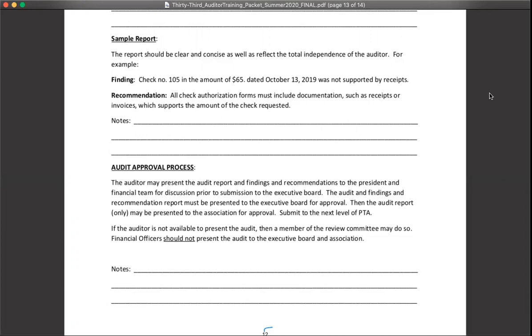And then your recommendation is simply the procedure. All check authorization forms must include documentation such as receipts or invoices, which supports the amount of the check requested. So this would be an average finding and recommendation. It's just saying what's missing and what the procedure is that would cover what's missing. Again, do not personalize it, and it should reflect the total independence of the auditor. You have no skin in this game. You are just reporting what you see.